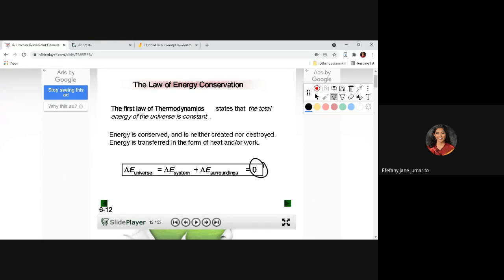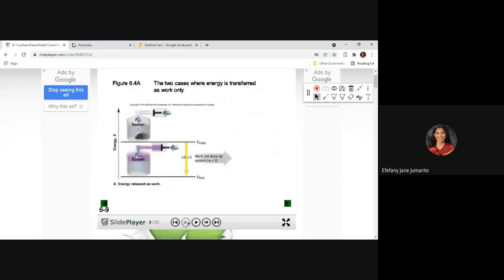So we have that one because again, they will gain and they will lose. It will gain 100 and then the surrounding will lose 100 joules. So 100 positive plus negative 100, then that will be zero. Because again, it's zero because the same amount of energy will be absorbed or released by the system to the surrounding. So we have this one here.